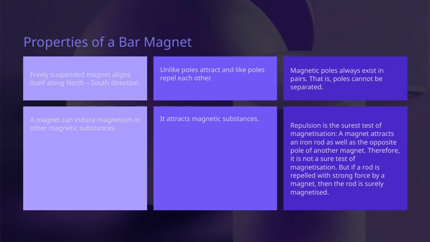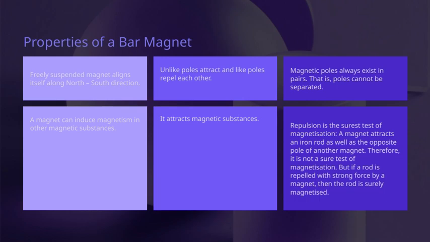Moving on, magnets attract magnetic substances like iron, cobalt, and nickel. This is a key property that helps us identify magnetic materials. Now, an interesting aspect is that unlike poles, north and south, attract each other, while like poles, north and north or south and south, repel each other. This interaction explains a lot about how magnetic forces behave and how we can use magnets in various applications.